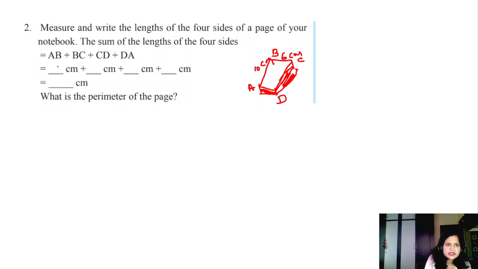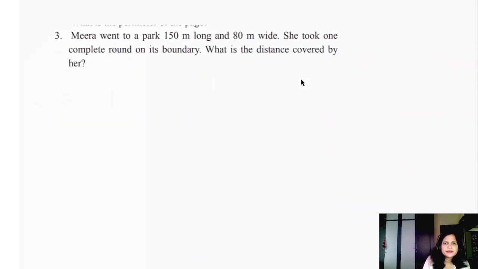AB is 10 centimeter. BC is 6. Then again CD is 10, DA is 6. Then 10 plus 10, 20, 6 plus 6, how much is it? 6 plus 6 is 12, 12 plus 20 is 32. That is the perimeter of the single plane, or the plane of this notebook.